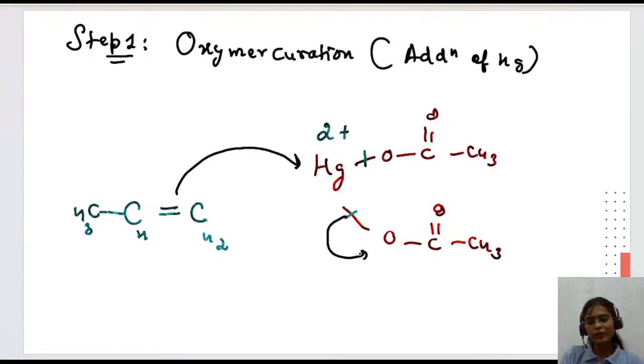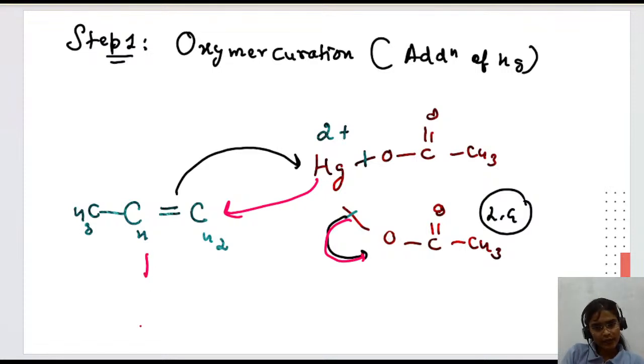This bond breaks. Maybe you don't know, but OCOCH3 is a very good leaving group, like the halogen family. So this is step number one. The bond moves here and Hg simply attacks here like this. It's a cyclic kind of thing, and it's simply releasing there.